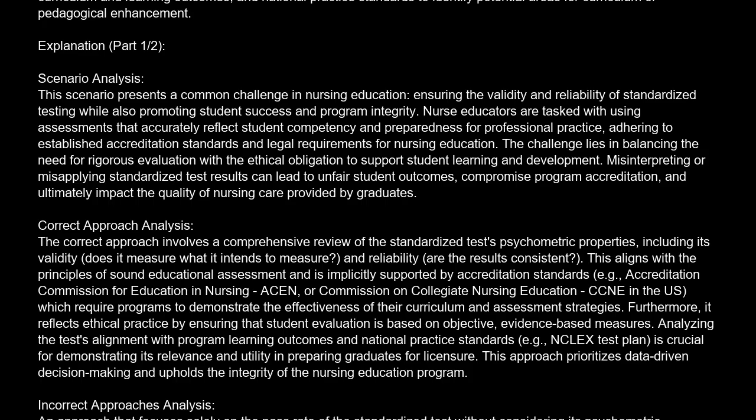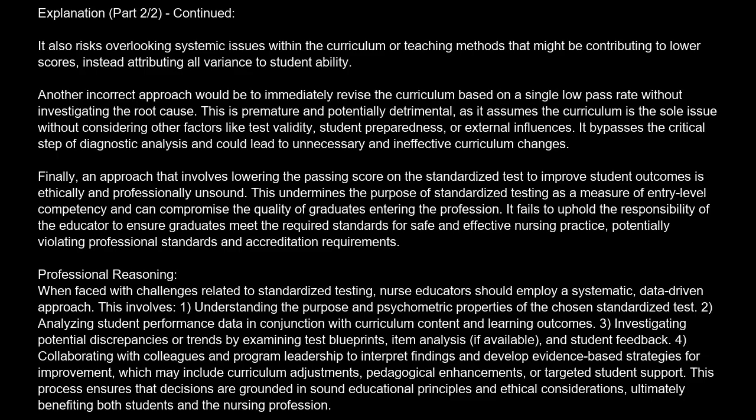Incorrect approaches analysis. An approach that focuses solely on the pass rate of the standardized test without considering its psychometric properties or alignment with curriculum is professionally unacceptable. This fails to address whether the test is a true measure of competency or if it might be flawed, leading to potentially inaccurate conclusions about student preparedness or curriculum effectiveness. It also risks overlooking systemic issues within the curriculum or teaching methods that might be contributing to lower scores, instead attributing all variance to student ability.